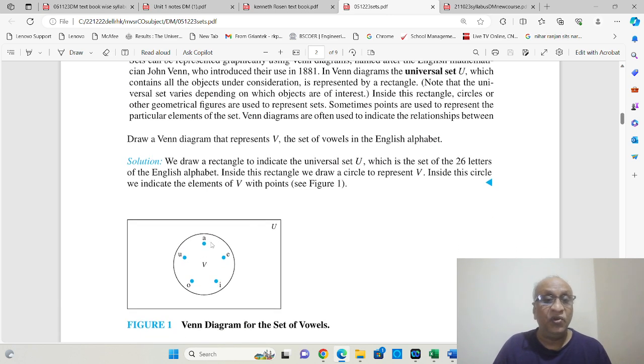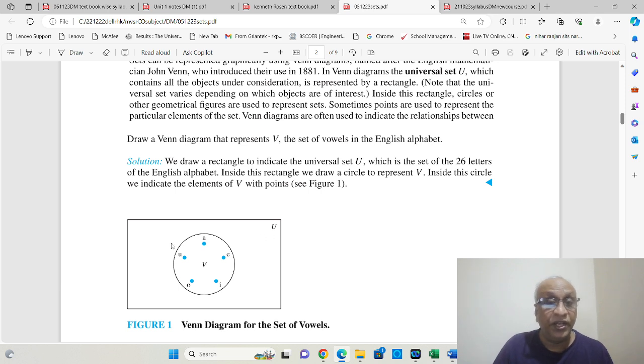For example, what is this circle indicating? This circle is indicating a set consisting of the vowels A, E, I, O, U, represented by V. So the name of the set here is V. V is a set which is part of this universe. This is how you will be representing sets with the help of Venn diagrams.